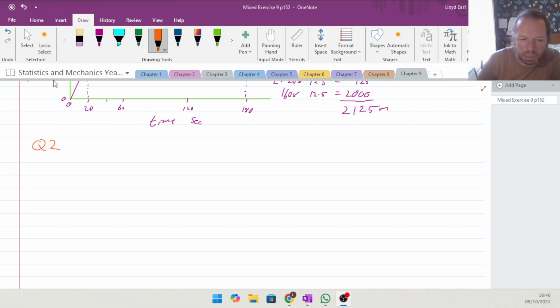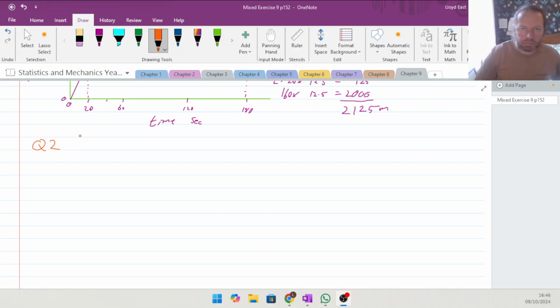Okay, here we are, Statistics and Mechanics, Year 1, Chapter 9, Mixed Exercise. Question 2. A particle is moving on an axis OX from its time equals 0 to time 32 seconds. The particle is traveling with a constant velocity of 15 meters per second. The particle then decelerates from 15 to rest in t seconds. Sketch a velocity time graph to illustrate the motion of the particle.